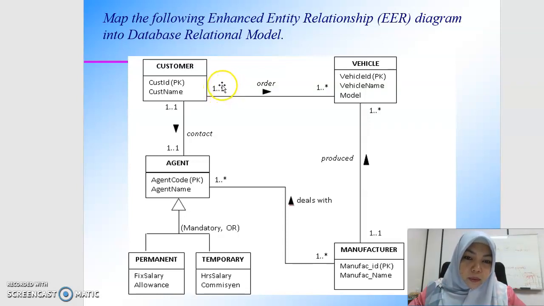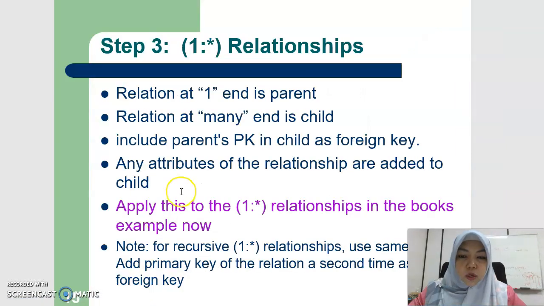Okay, so you look at the back. So this is one and this is many. So this is a one-to-many relationship. This one is also one-to-many, and then this one is one-to-one, and this one is many-to-many. So for step 3, we are going to focus on one-to-many relationships. For one-to-many, you have to include the parent's primary key in the child as a foreign key.